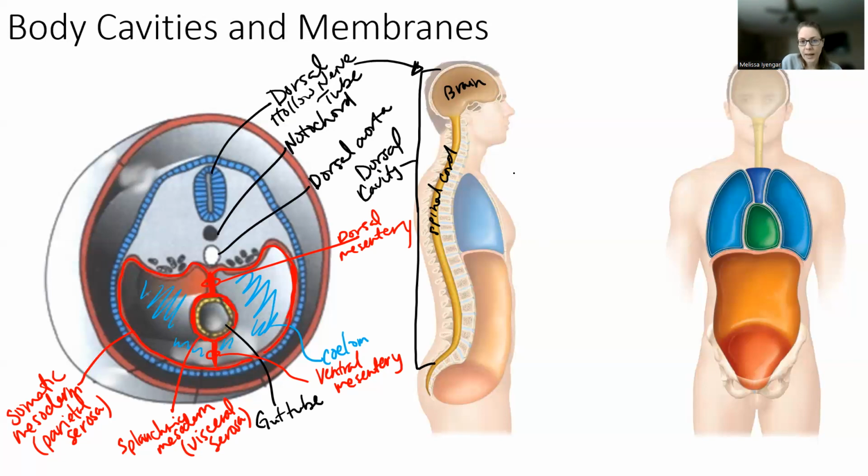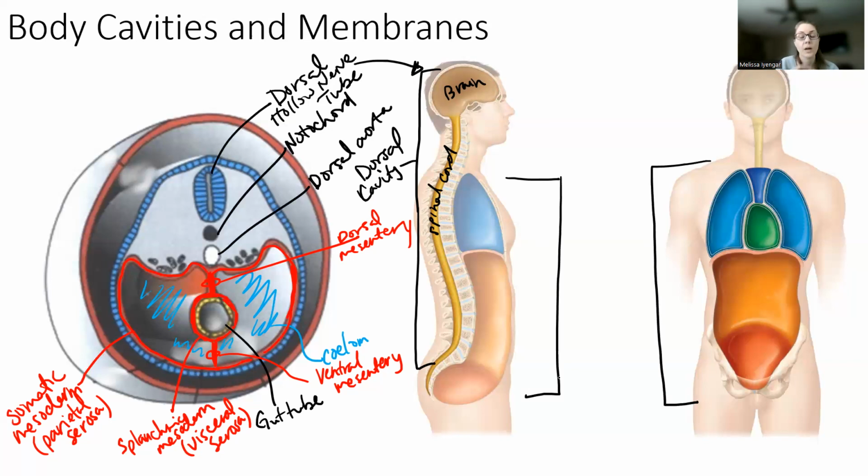The ventral body cavity, so this is going to be our ventral body cavity in our adult. So that ventral cavity has to be created by something in the embryo. It just so happens that it is the coelom. So this coelomic space, this fluid-filled space, creates all these cavities that are in the ventral side of our body.